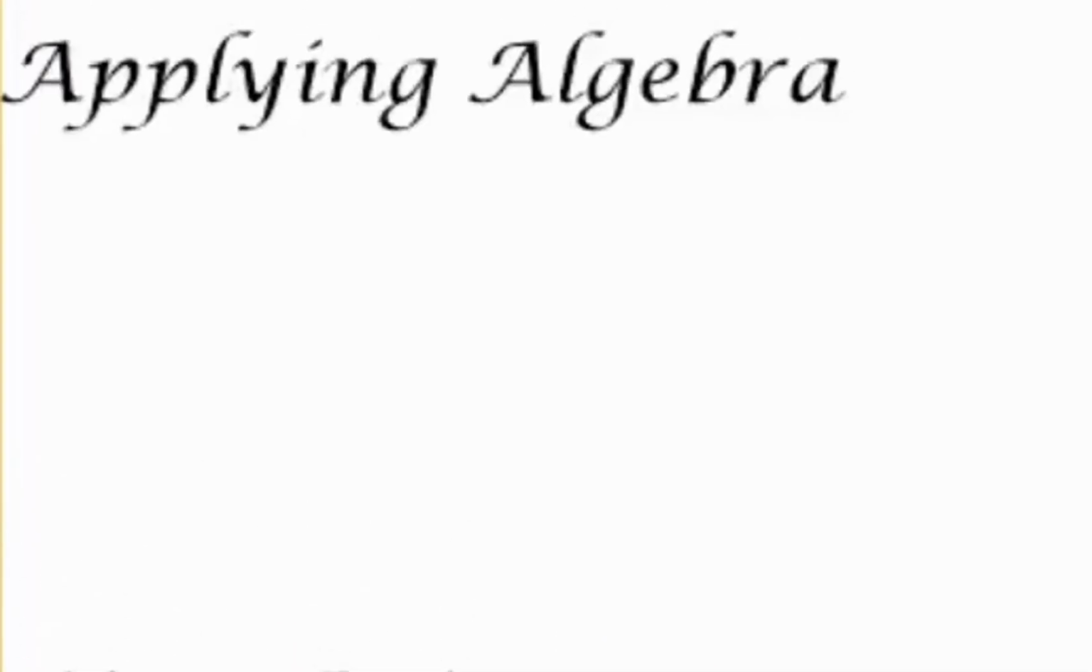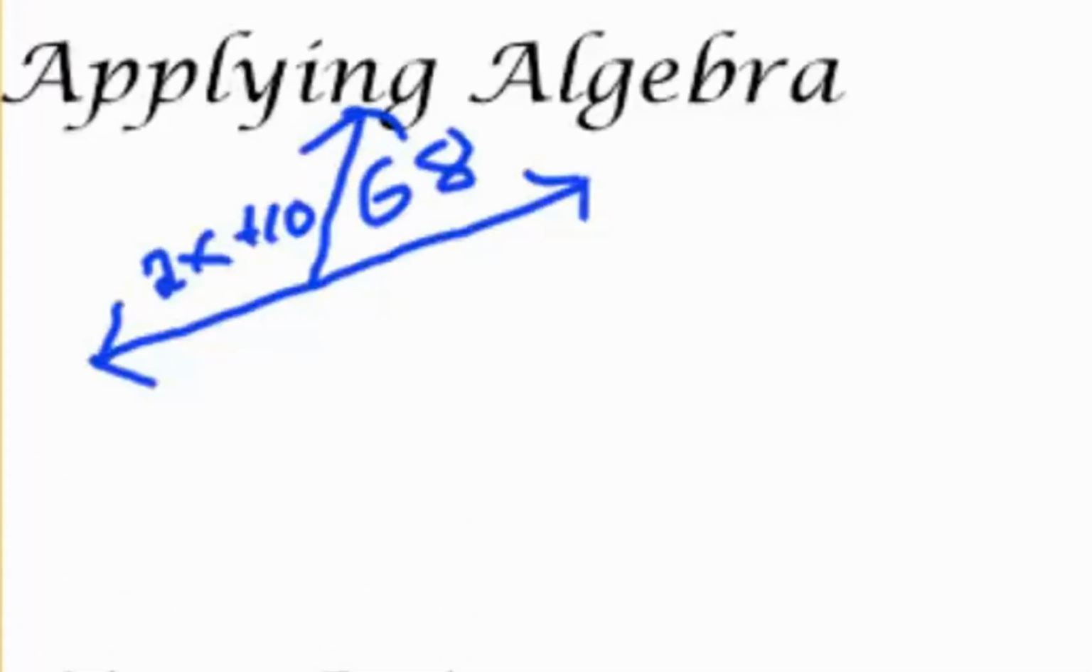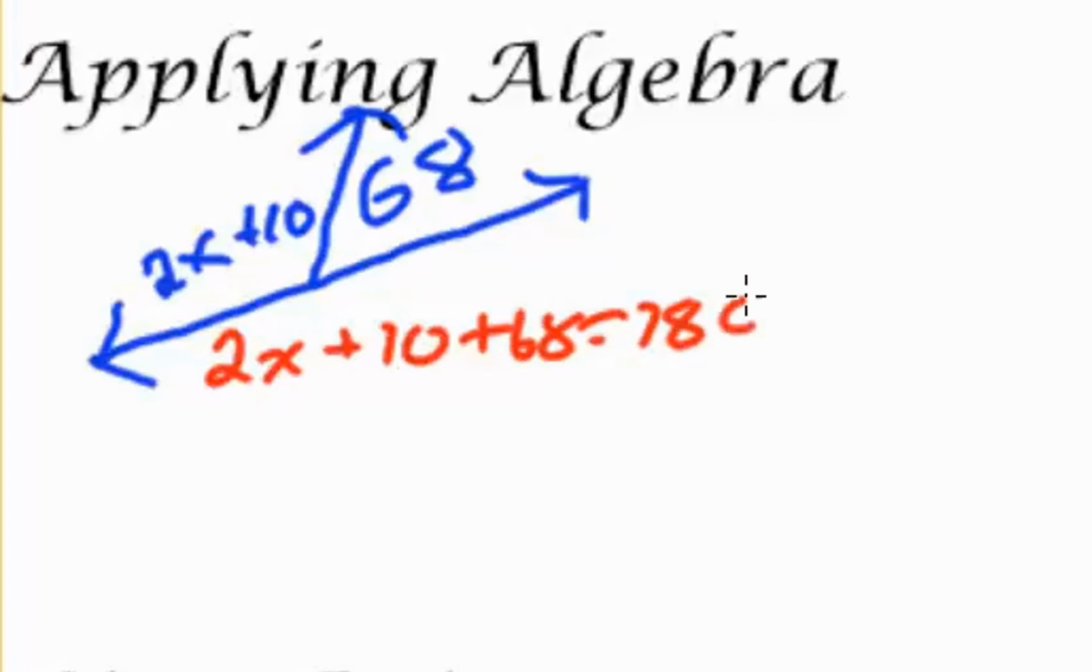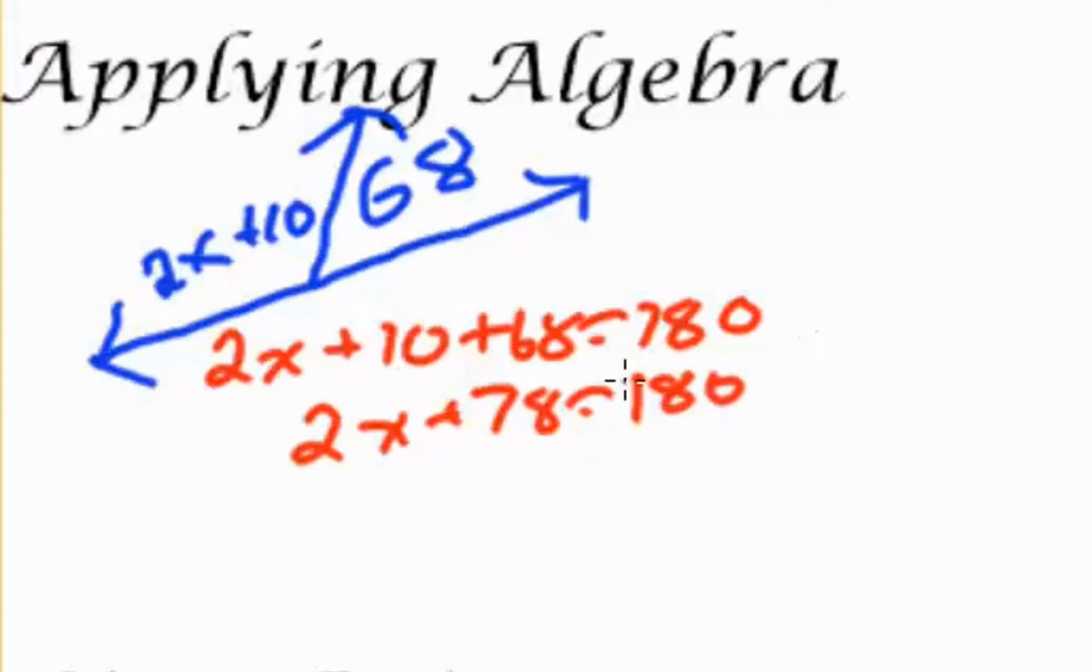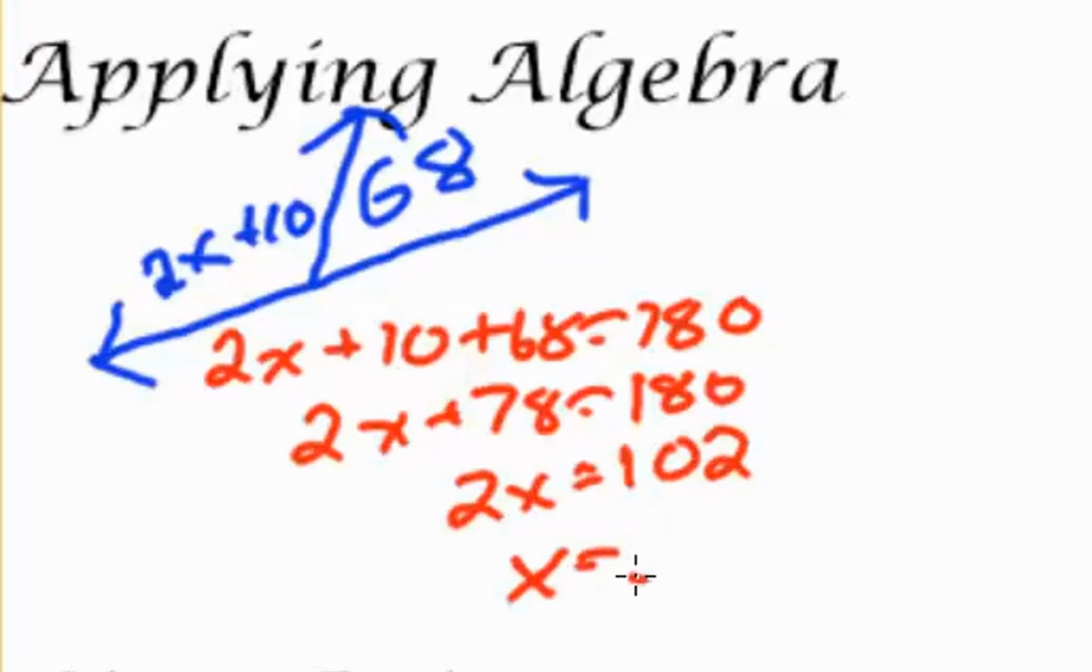Now, oftentimes in geometry, we look at angles and we talk about how we can apply algebra. Now I have two supplementary angles on a line represented by 2x plus 10 and 68, and I know that if I add them up, it'll be equal to 180. So I'll combine like terms on one side and get 2x plus 78 equals 180. Then subtract 78 from both sides, so I'll have 2x equals 102. And then as I divide by 2, I find x equals 51.